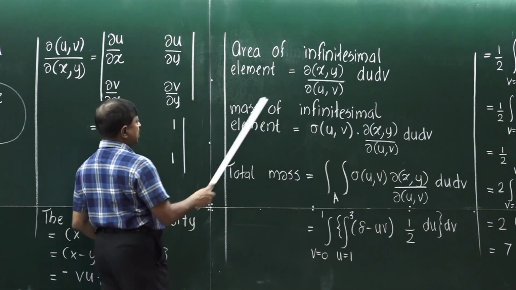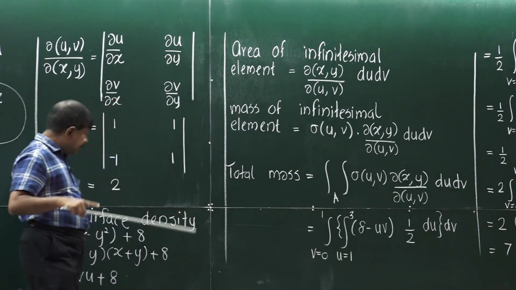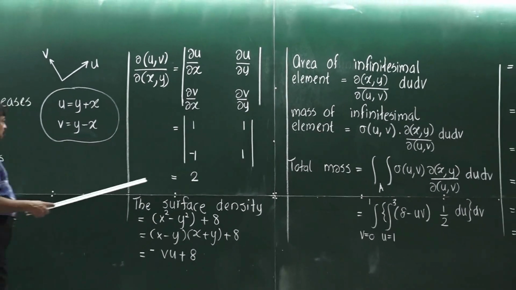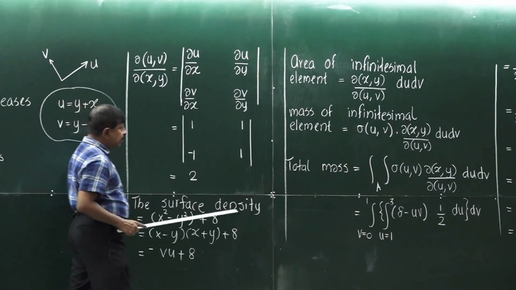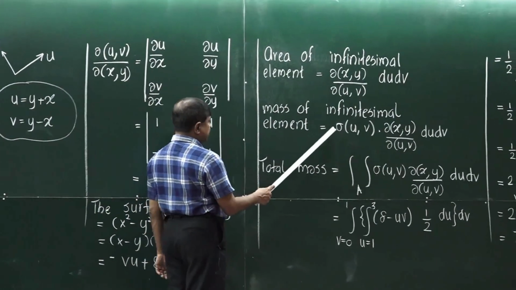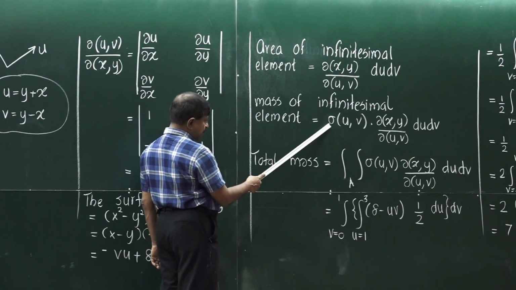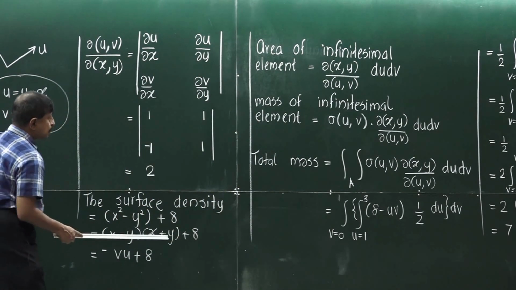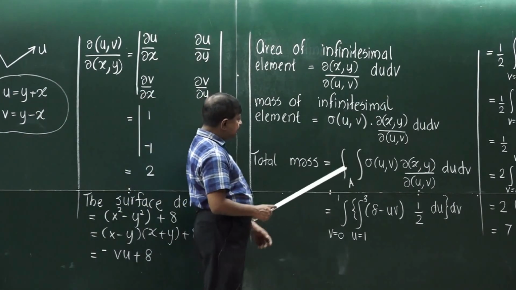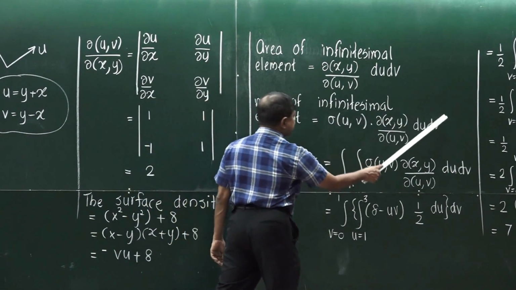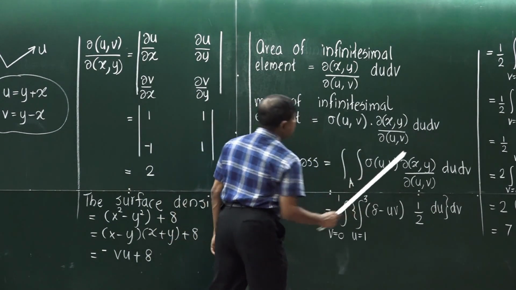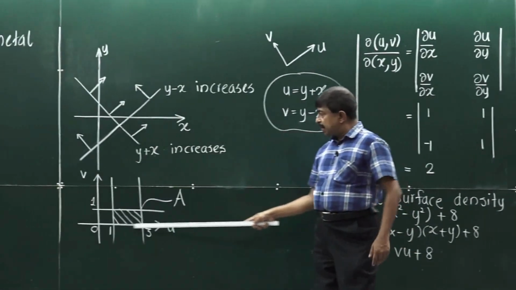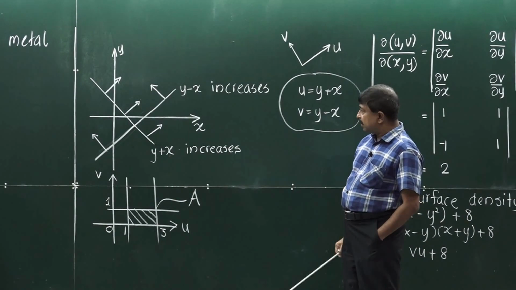Then, mass of the infinitesimal element. Now, the surface density is given. Therefore, once you know the area, if you multiply the area by surface density, you will end up with the mass. So, the surface density is taken as sigma. It is again a function of u and v. Now, we are going to find the total mass. So, you integrate this infinitesimal mass over the area A. This is the area. Now, what is this? We will see what this is.